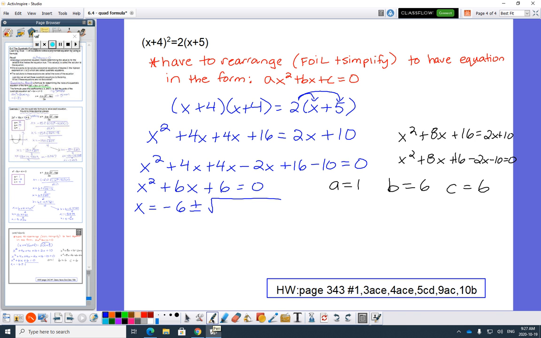I'm kind of running out of room. Is it okay if I don't write the general formula, the quadratic formula? It's on your sheet. Is that okay? Okay. Thank you. Oh, see, I should write it down.